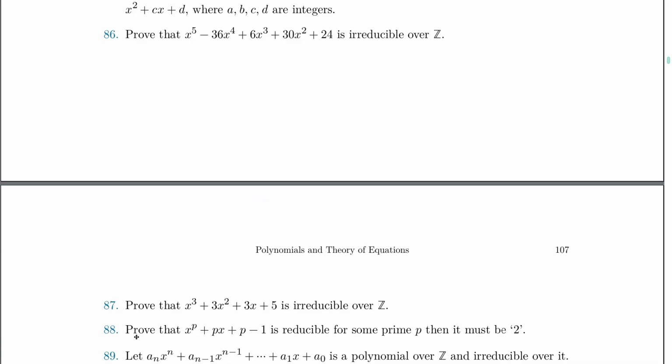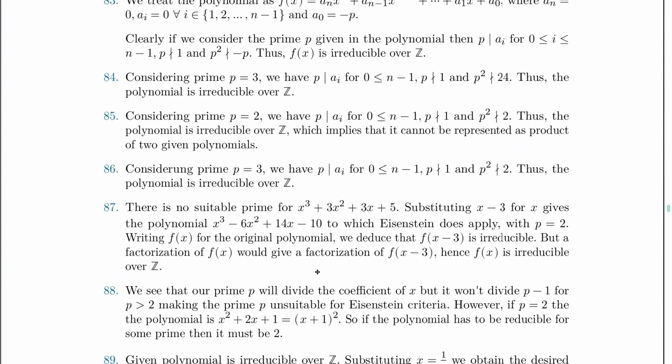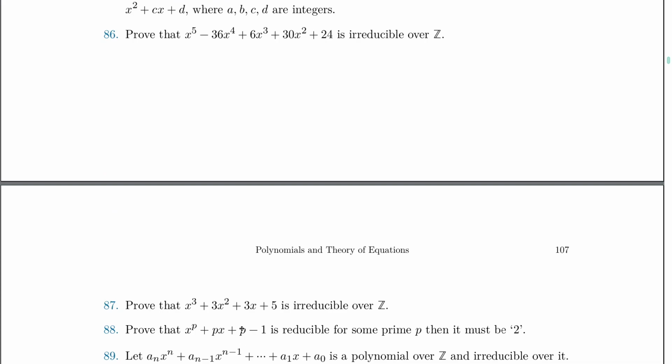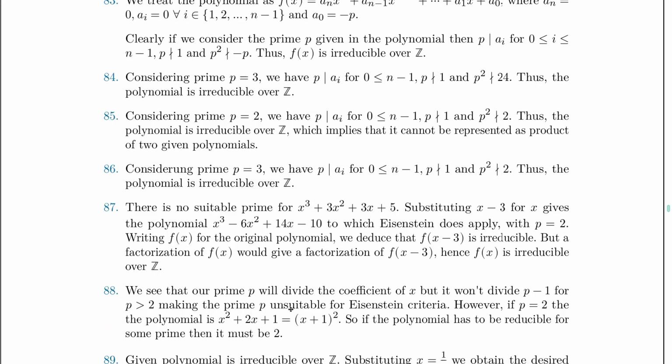Question 88 says to prove that x to the power p plus px plus p minus 1 is reducible for some prime p, then p must be 2. In this problem, we see that the prime p will divide the coefficient of x, but it won't divide p minus 1 for p greater than 2. This is the constant term. If p is a prime greater than 2, then the constant term becomes p minus 1, which is not divisible by p square. So the prime becomes unsuitable.